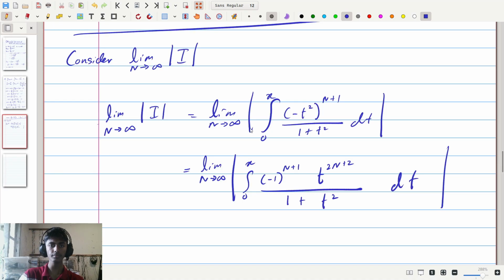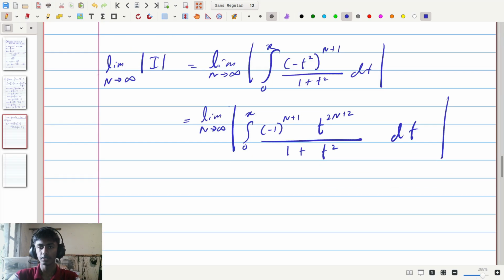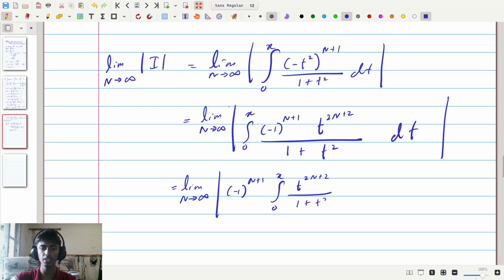and we have to integrate this dt. Now then, since we're integrating with respect to t, and this term here is independent of t, we can actually take it out of the integral. Doing so, we get the limit as n approaches infinity of negative 1 to the power of n plus 1 times the integral from 0 to x of t to the 2n plus 2 divided by 1 plus t squared dt, and then close the absolute value sign.